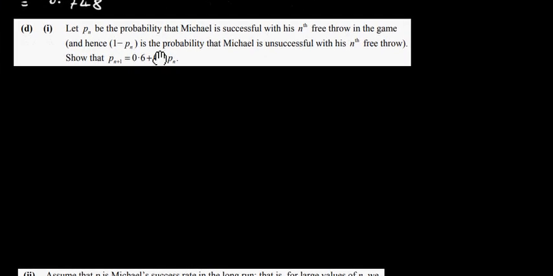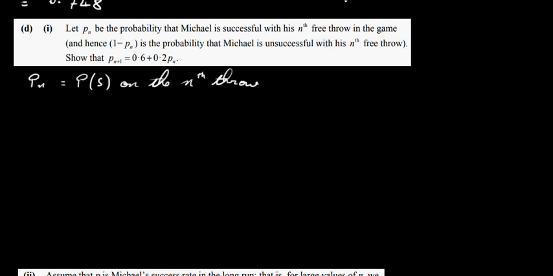Okay, so let's have a look at part D then. Now in part D here, let Pn be the probability that Michael is successful with his nth free throw in the game, and hence 1 minus Pn is the probability that Michael is unsuccessful with his nth free throw. Show that Pn plus 1 is equal to 0.6 plus 0.2 times Pn. Okay, now we have Pn is equal to the probability of success on the nth throw. Probability that Michael will be successful on the nth free throw in the game.